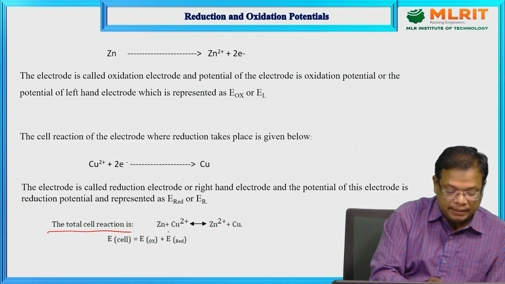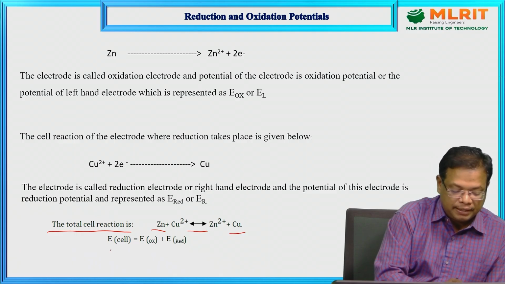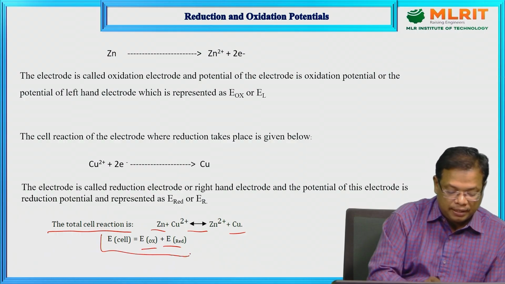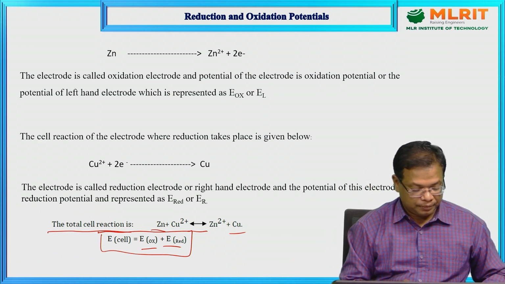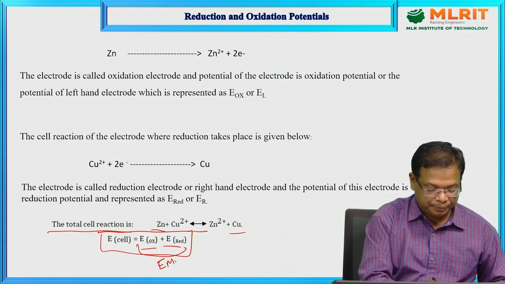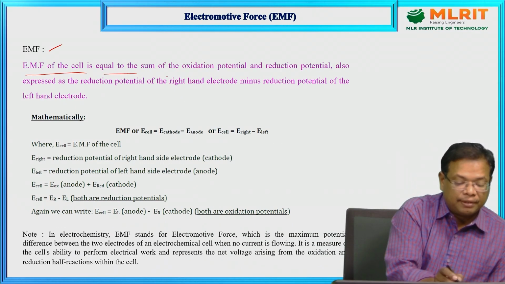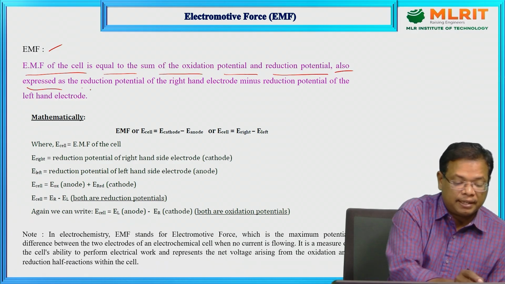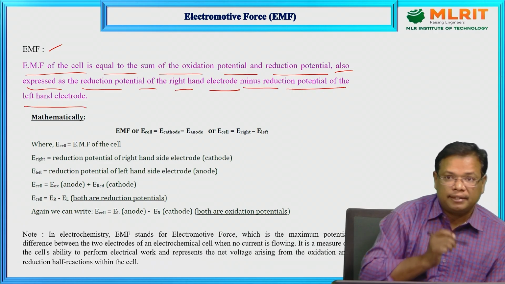The total cell reaction is Zn plus Cu2+ gives Zn2+ plus Cu. For the overall cell reaction, E cell is equal to E oxidation plus E reduction. This is the overall equation, the overall EMF. The EMF of the cell is equal to the sum of the oxidation potential and reduction potential, as we just discussed. It is also expressed as the reduction potential of the right hand electrode minus the reduction potential of the left hand electrode.